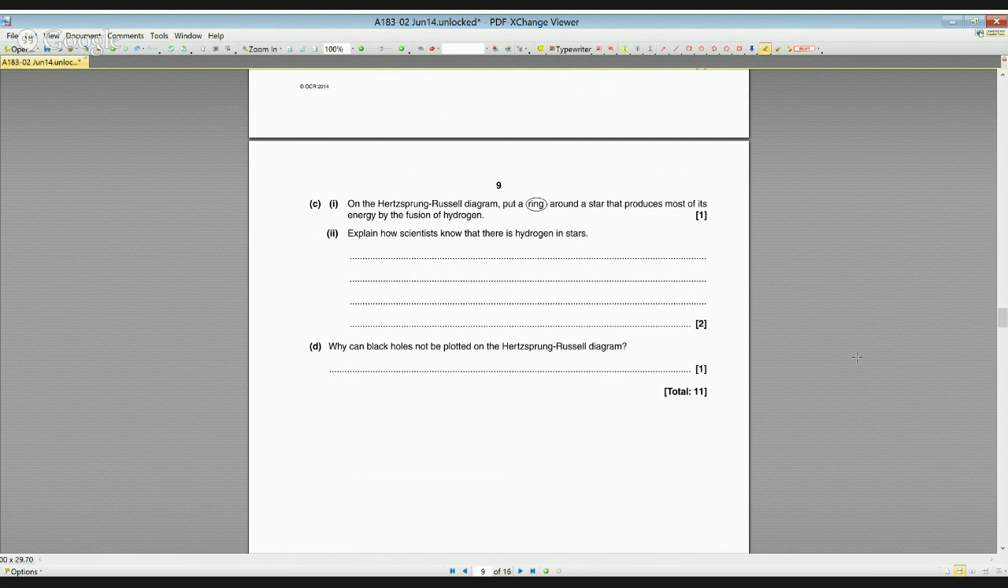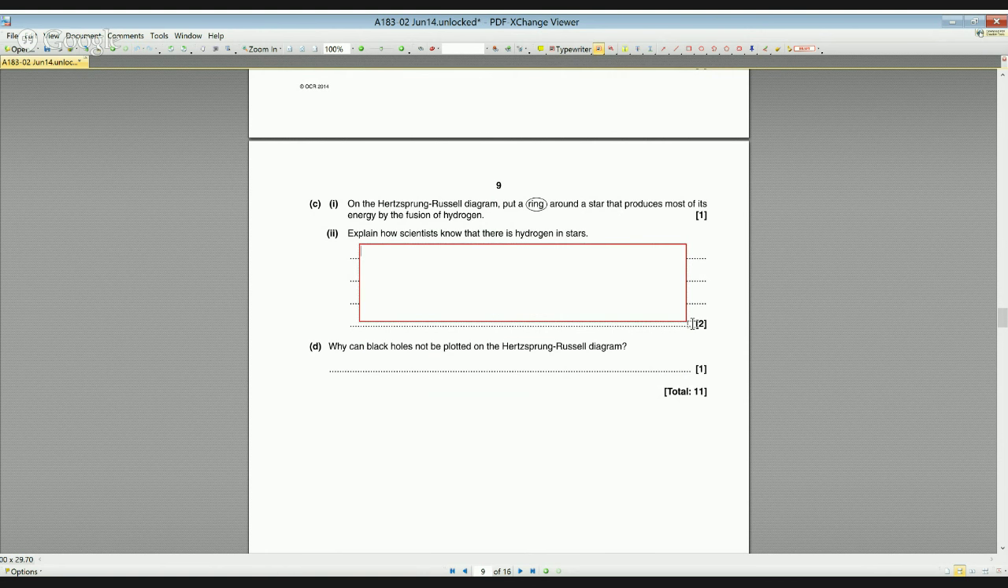So explain how scientists know that there is hydrogen in stars. Well, this is to do with line spectra. Now, this is one of the hardest, if not the hardest topic in P7. If you would like more detail on line spectra, I suggest you have a look at my YouTube channel. There is a playlist for P7, and in that there is an emission spectra or a line spectra video, which explains how emission and absorption line spectra are formed.